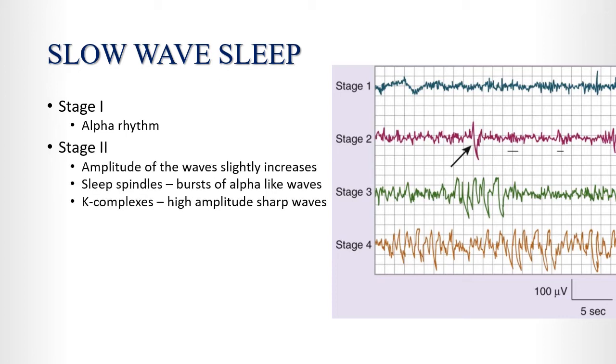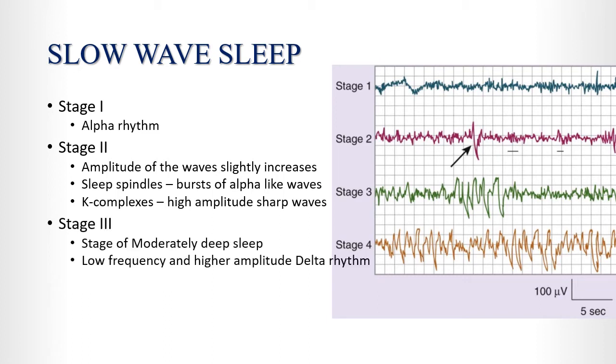Stage 2. The subject then enters stage 2. The amplitude of EEG waves slightly increases in this stage, and the hallmark of the EEG pattern in stage 2 are sleep spindles and K complexes. Sleep spindles are bursts of alpha-like waves having a frequency of 12 to 14 Hz and an amplitude of 50 microvolt, each lasting for about 2 seconds. Then K complexes are high amplitude sharp waves appearing irregularly in the EEG.